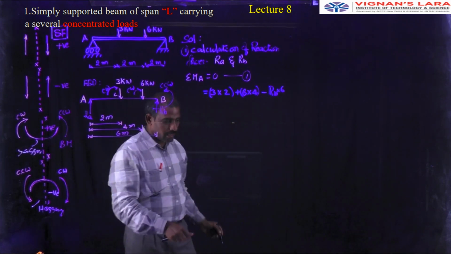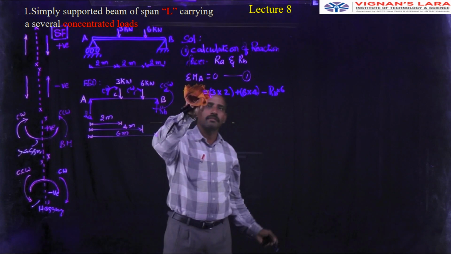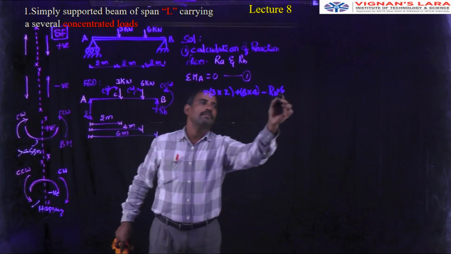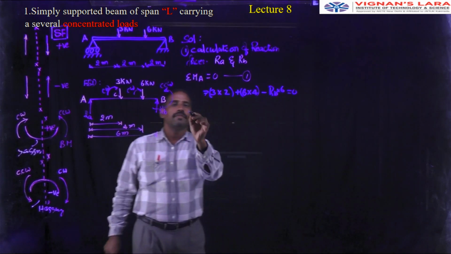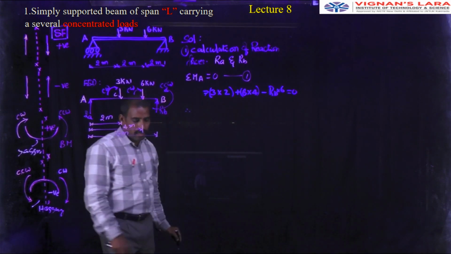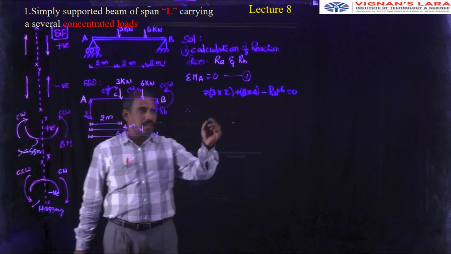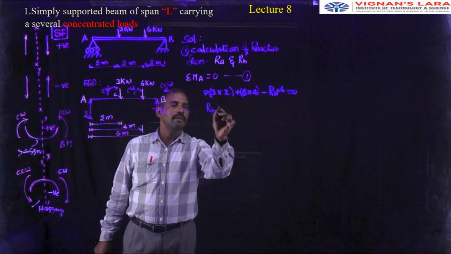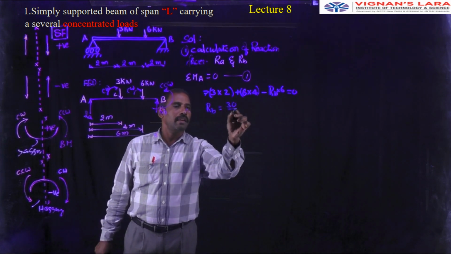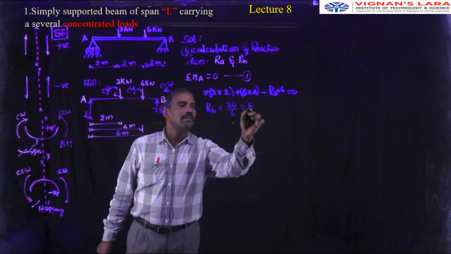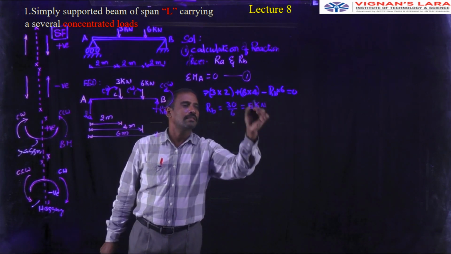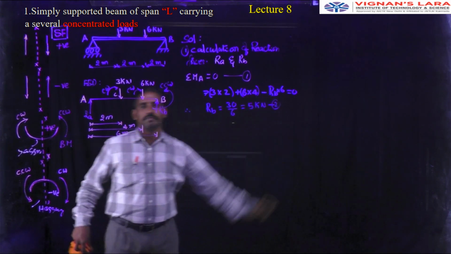So generally it is the equilibrium equation, which implies it must be equal to 0. Therefore, what about RB? Simply RB is equal to 30 by 6, that is equal to 5 kilonewtons. So this is equation number 2.